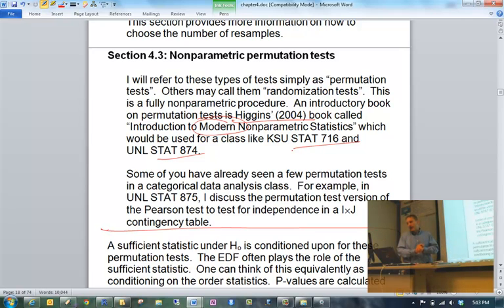So anyway, for a few of you who took Stat 875 with me, we talked about permutation tests with respect to a Pearson test statistic. We will actually do that again, but talk more about why we do what we do. If you took categorical from me last spring, unfortunately we did not get to this particular test, so that will be new to you.